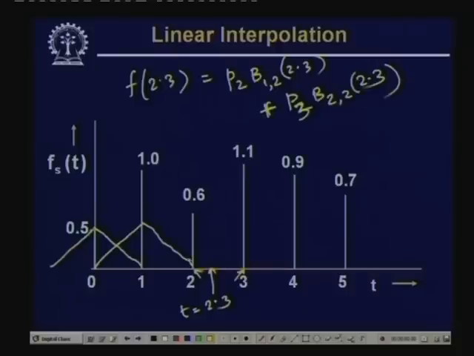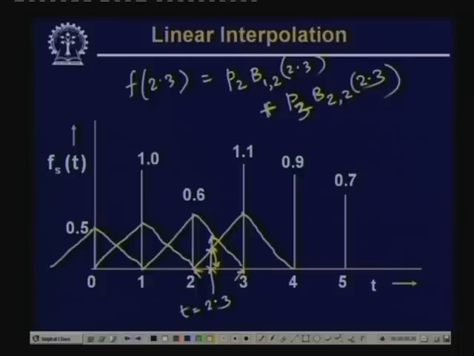So, the contribution of this point at t equal to 2.3 will be given by this value, and the contribution of point p 3 will be given by this value. Here you find that the function increases linearly from 0 to 1 between t equal to 2 and t equal to 3, and it decreases linearly from 1 to 0 when t varies from 3 to 4.